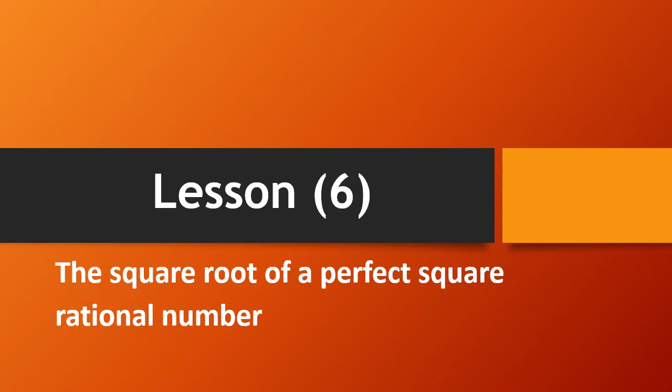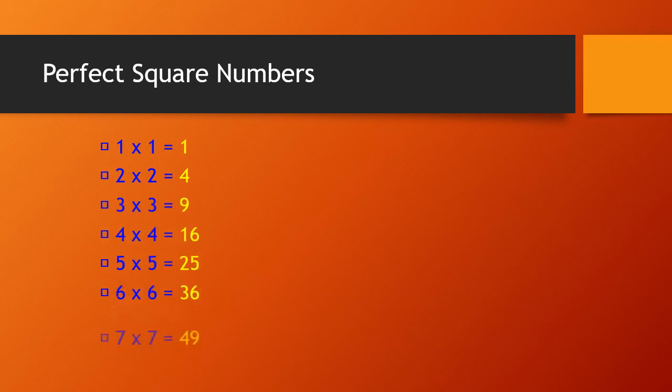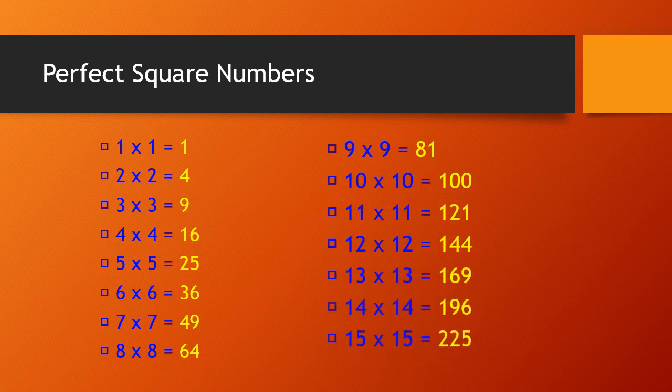Lesson 6. The square root of a perfect square rational number. Perfect square numbers are like these numbers: 1 by 1 equals 1, 2 by 2 equals 4, and so on. So the yellow numbers are perfect square numbers like 1, 4, 9, 16, 25, 36, 49, 64, and so on.